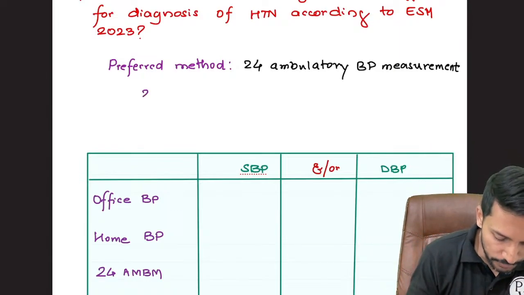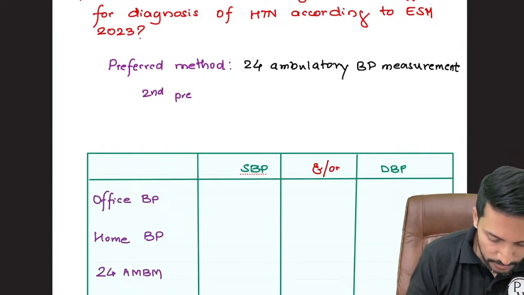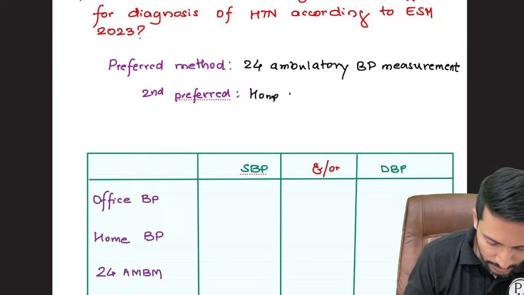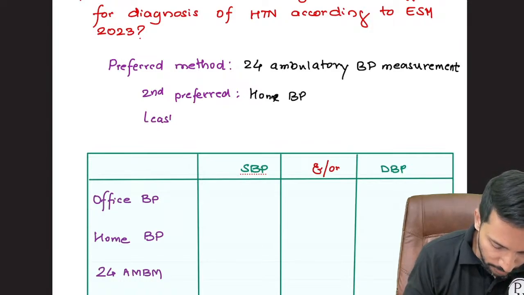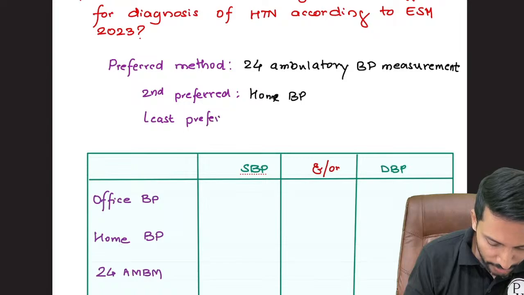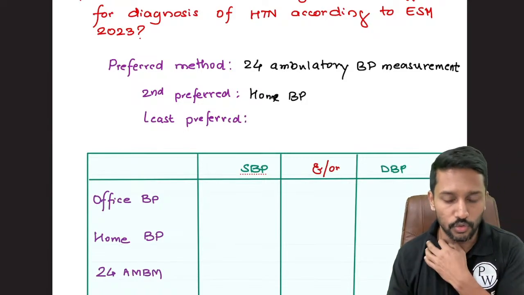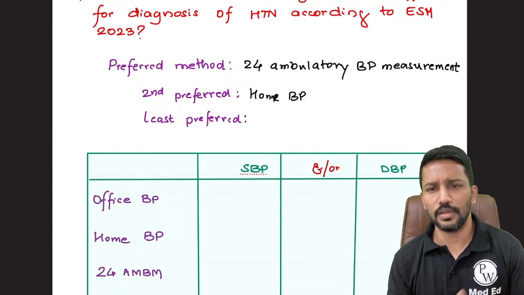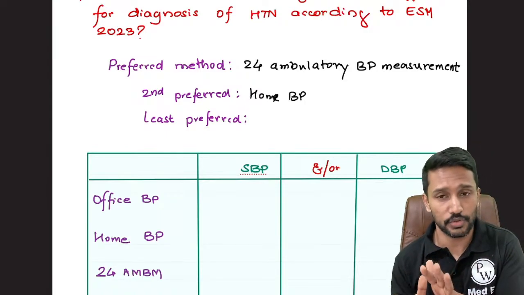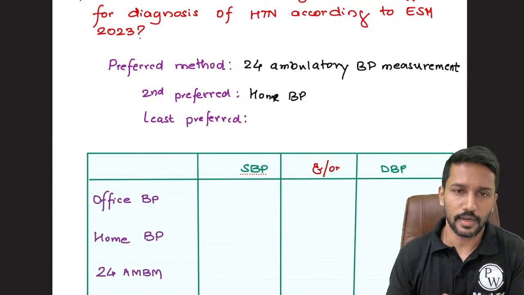What is the second preferred method when this is not possible? Then I would say recording the BP at home. Home BP would be the second preferred method. If that is not available, obviously something is better than nothing. I wouldn't say don't record the BP if you cannot do a 24-hour recording or a home recording. In that case, we will record in the hospital, though we are aware that there is a possibility of white coat hypertension.